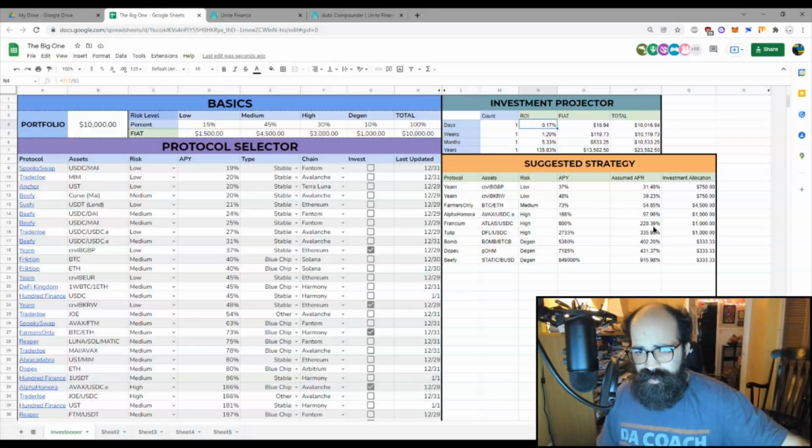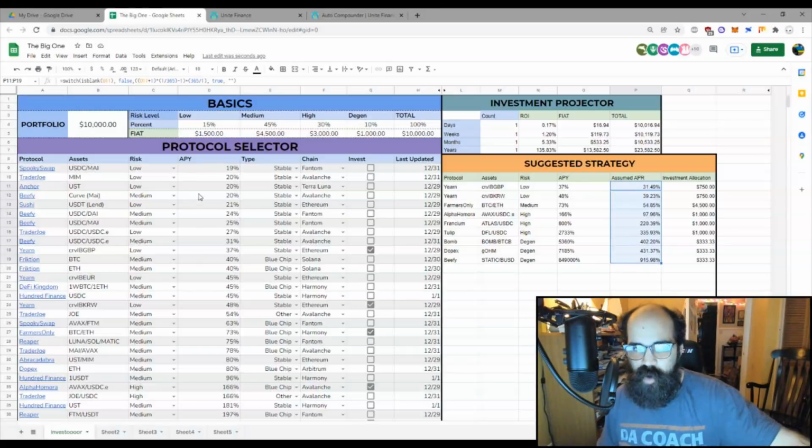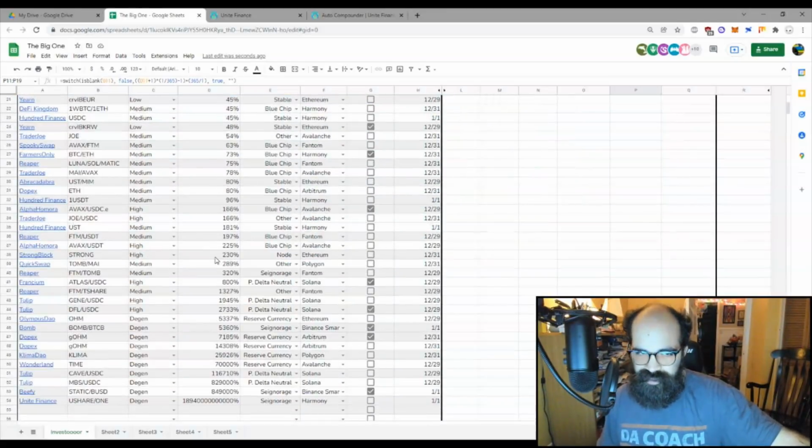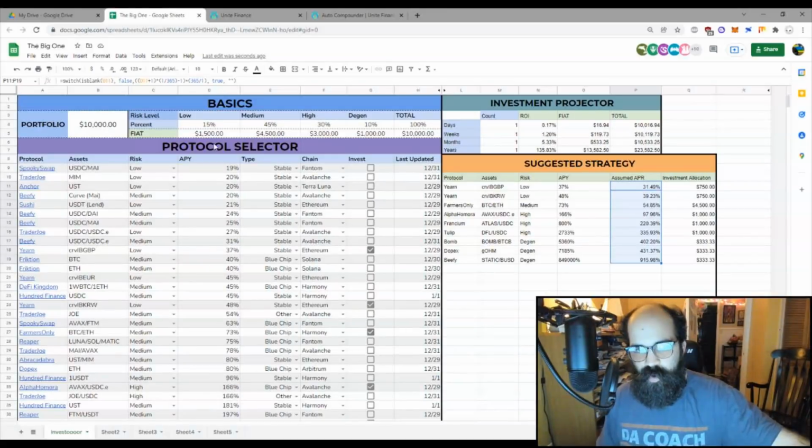Also, the assumed APRs are based off of these APYs. At the moment, I only have APYs entered, and for some of these, they may actually be an APR, but the vast majority of them were APY, and I haven't quite figured out how I want to do APRs in the event that there are APRs. So everything right now is in APY, which is a flaw, but I'm working on it.